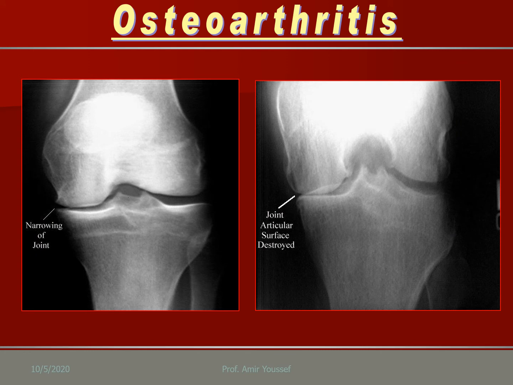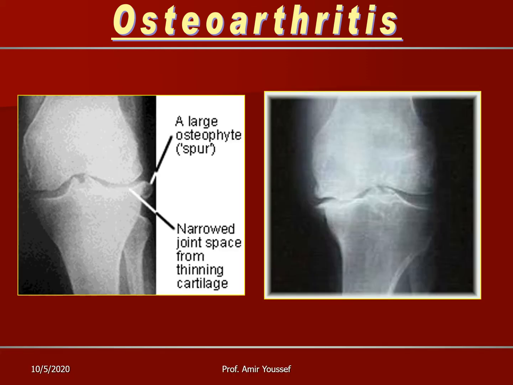Joint articular surface destroyed, as you see there. Narrowing of joint space. A large osteophyte spur. Narrowed joint space from thinning cartilage. Asymmetrical narrowing.